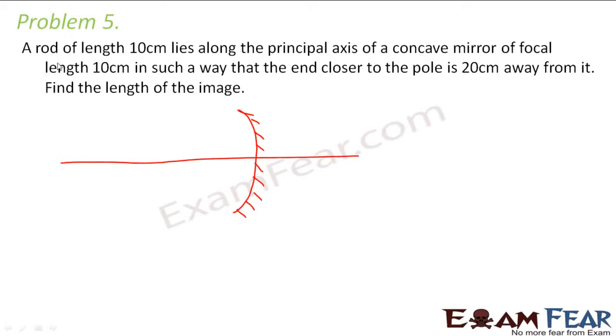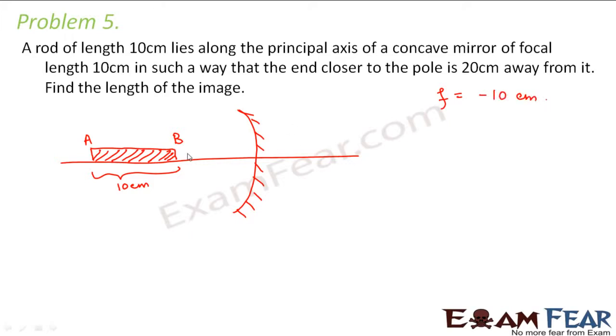Okay, so it says that there is a rod of length 10 centimeters which lies along the principal axis of a concave mirror. That means there is a rod which lies along the axis of the concave mirror. So that means the rod lies somewhat like this. So let us suppose AB is the length of the rod. So what does it say? It says that the length of the rod is 10 centimeters. That means this length is 10 centimeters. And the focal length of the concave mirror is again 10 centimeters. That means the focal length is minus 10 centimeters.